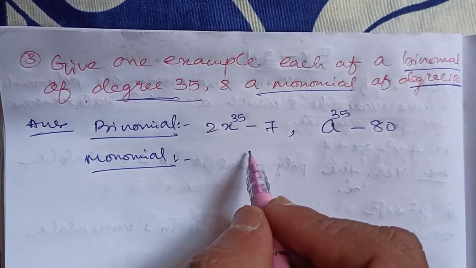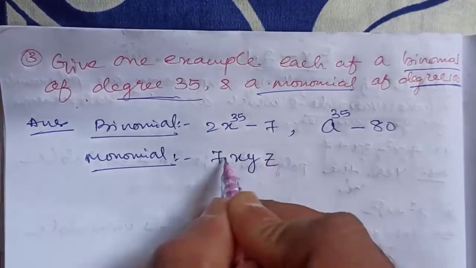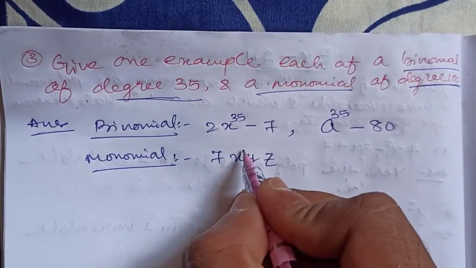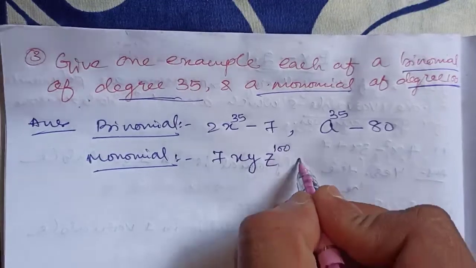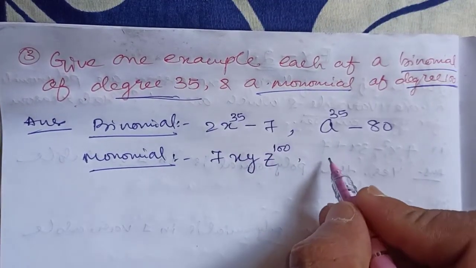We have to write a monomial with degree 100. So I will write a monomial like 7xyz. Is it a monomial? And we have to give the degree 100. Anywhere you give degree 100. Is it a monomial with degree 100? Getting? One more we will see.